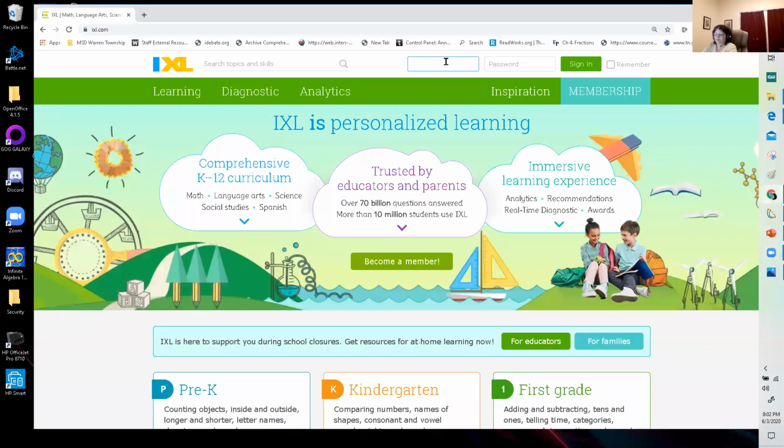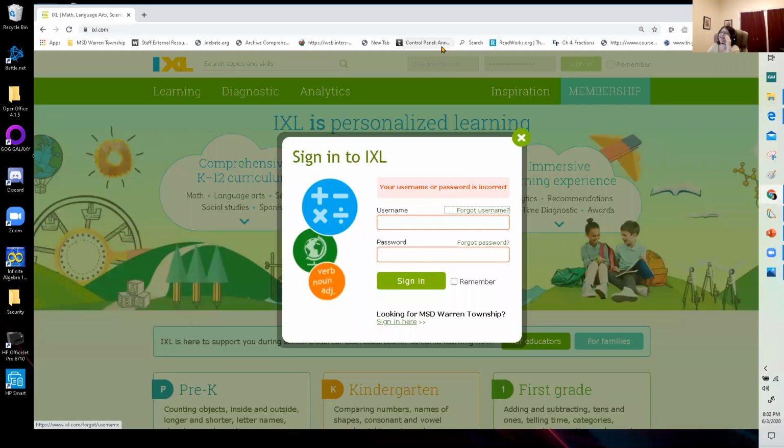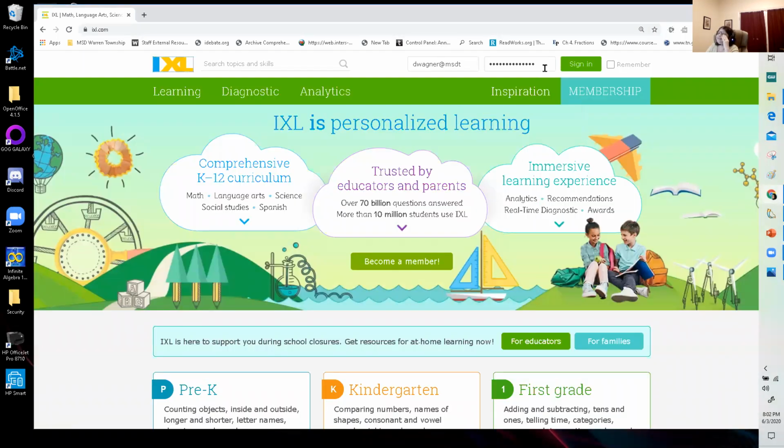Bye-bye. Okay, I'm just pulling up IXL, everybody, really quick. Let me go ahead and share. Okay. And I gotta log in. Yeah, I was in the middle of making my PowerPoint for today, and my internet went out. And then, what did I do wrong? D. Wagner, MS, oh, I forgot a W.